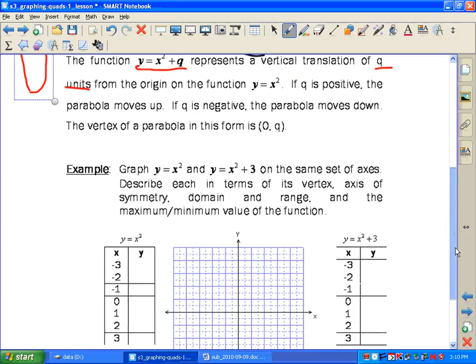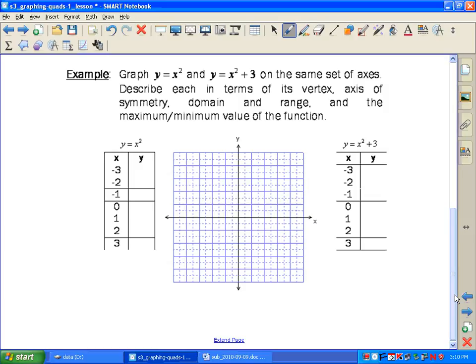Now, graph y equals x squared and y equals x squared plus 3 on the same set of axes. Describe each in terms of its vertex, axis of symmetry, domain and range, and the maximum or minimum value of the function. So, we'll start off by plugging in values. We'll plug in these x values right here into y equals x squared. Remember, when we square a number, we multiply it by itself. So negative 3 times itself gives us 9. Negative 2 times itself, 4. Negative 1 times itself, 1. 0 squared, 0. 1 squared, 1, 2 squared, 4, 3 squared, 9.